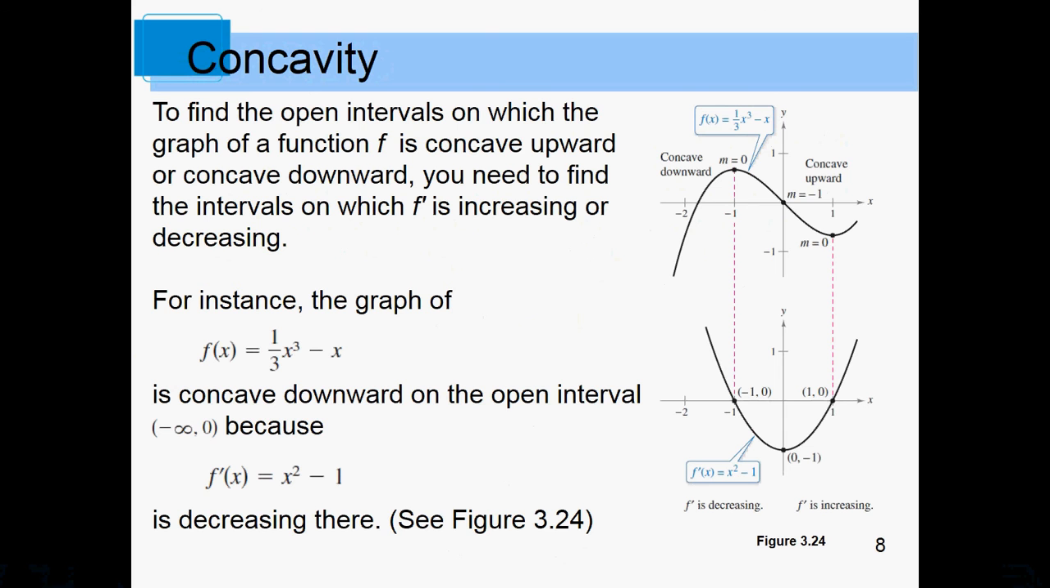So to find open intervals where the function is concave up or concave down, we first have to find the intervals where it's increasing and decreasing. So how do we determine whether a function is increasing or decreasing? We just did it, right? First derivative test. Now, I don't want to tell whether the function is increasing. I want to know whether the derivative is increasing. So if I have to take a derivative to find increasing or decreasing, then that just means I need to take the derivative of the derivative, or the second derivative. So if the second derivative is positive, that means that the first derivative is increasing. If the second derivative is negative, that means the first derivative is decreasing.